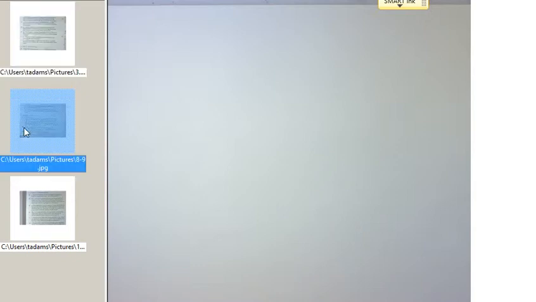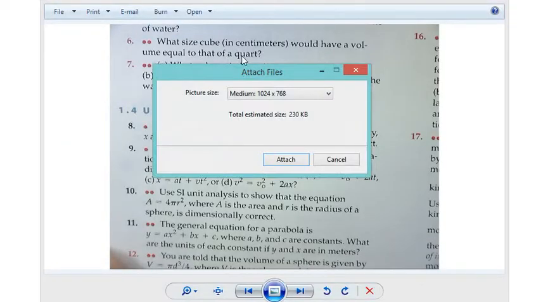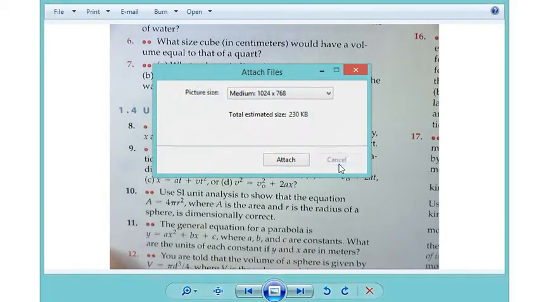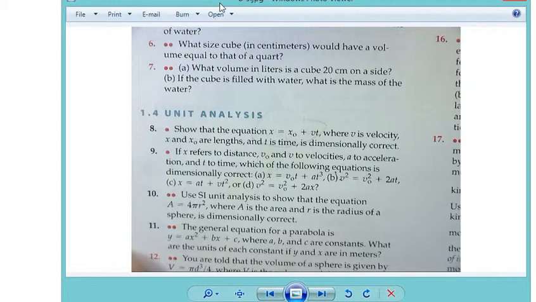Shut on that? Yeah. So problem number 8 says, cancel. Problem number 8 says, what size cube in meters would have, oh no, that's not it, that's problem number 6. Problem number 8 says, show that x equals x naught plus vt, where v is the velocity, and x and x naught are lengths, and t is time, is dimensionally correct.